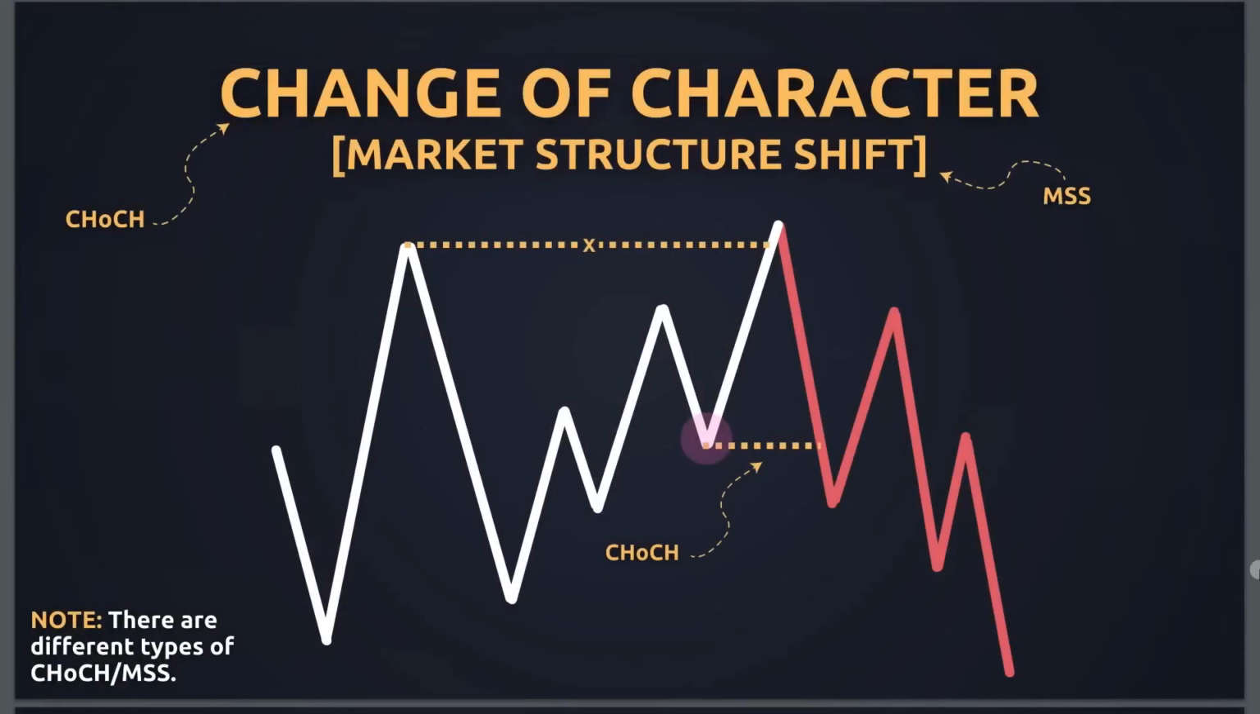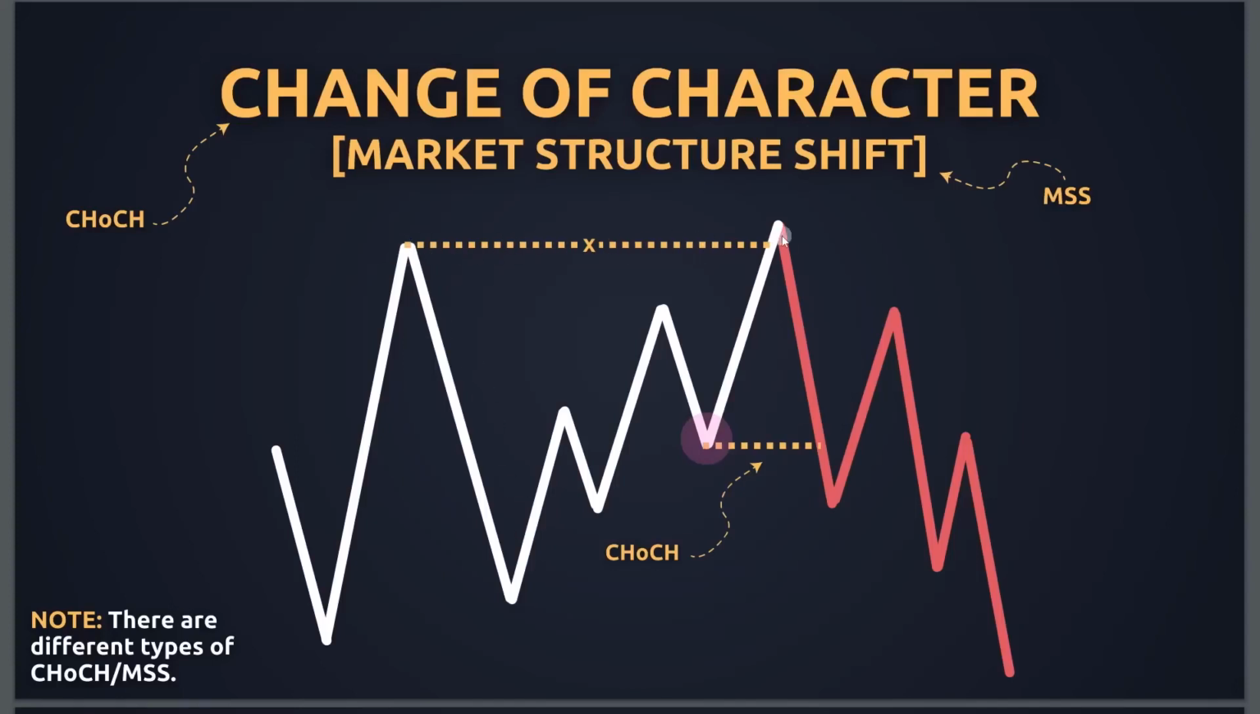Now, after the sweep of liquidity, how do we know that price is now reversing, or that price is just continuing to the upside and it's a breakout entry? There should be something that confirms that there is a change in direction now and price is reversing to the other side. What confirmation can we look for? Here comes change of character, also known as market structure shift.